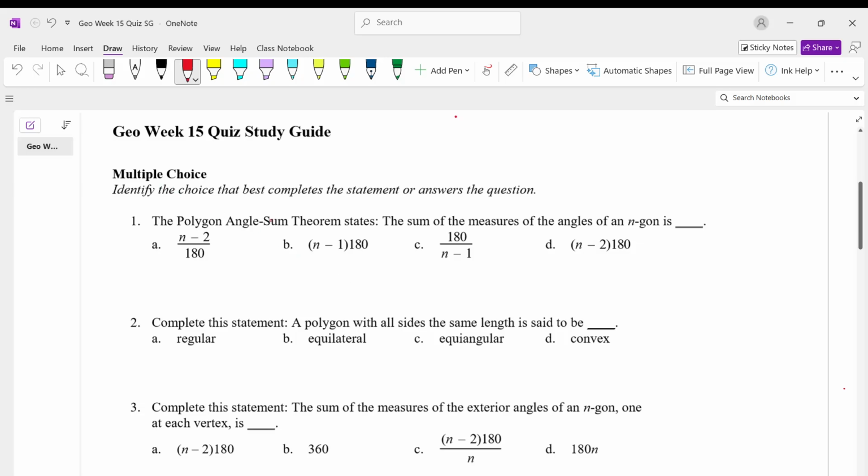All right, so here's the study guide for quiz 15. First couple problems are multiple choice. Problem number 1, the polygon angle sum theorem states the sum of the measures of the angles of an n-gon. Sum of the measures of the angles of a polygon is n minus 2 times 180. Straight out of your notes.